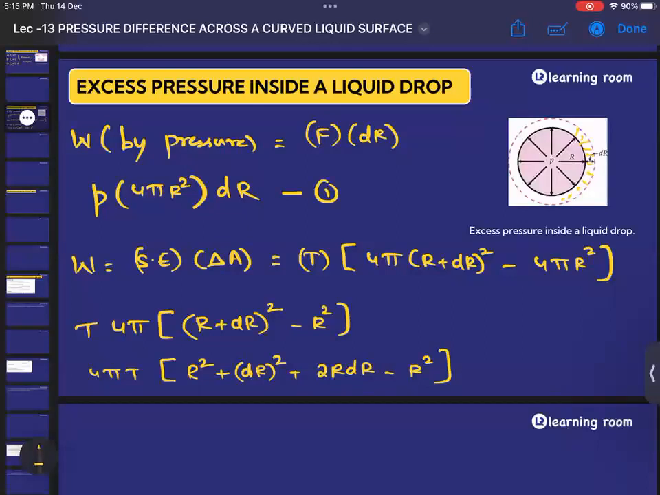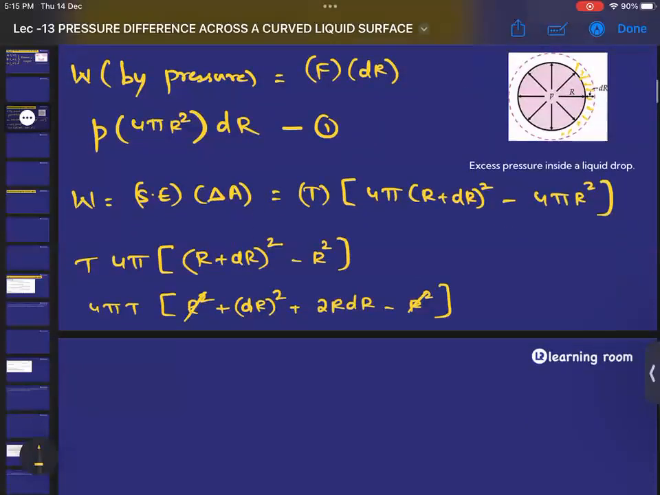Now, this r square and r square get cancelled. So I'll have 4 pi T into, see, dr is a very, very small quantity. The dr square can be approximated to 0. So 4 pi T into, it is going to be 2r dr. Can I call this equation 2?